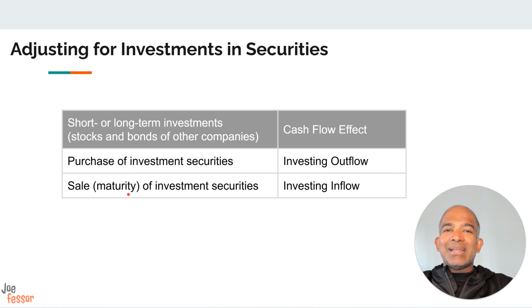The accounting here is very straightforward. When a company makes a purchase of investment securities, cash is paid out, which is reported as an investing outflow. Conversely, when a company receives cash from the sale or maturity of investment securities, it's recorded as an investing inflow. This section is crucial because it shows how a company is using its funds to earn returns or manage liquidity in its non-operating portfolio.